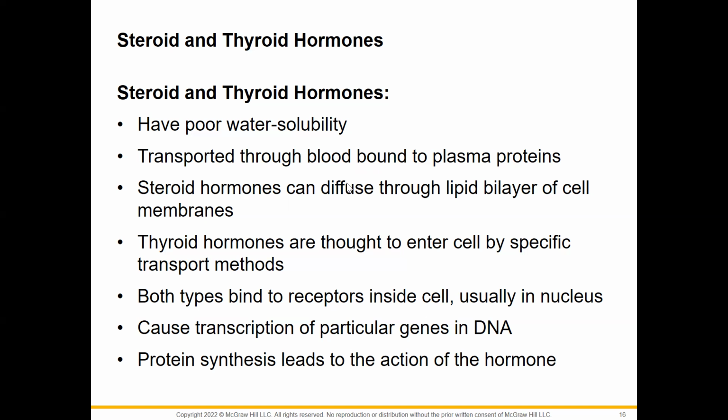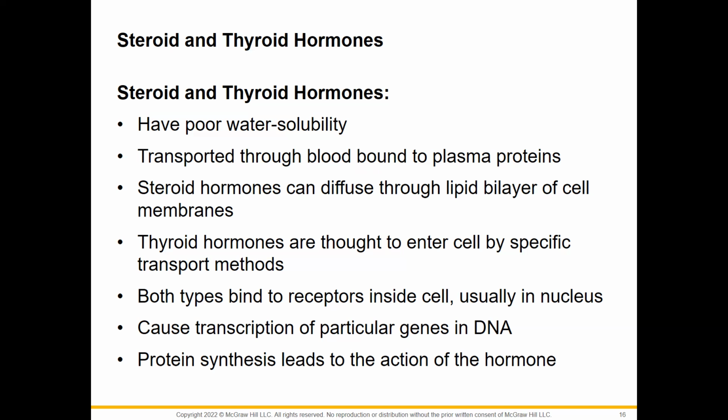Remember that these are hormones that have diffused through the lipid bilayer, so they find themselves inside the cell. Now, once they get in the cell, the receptor that's already inside the cell can then bind to that hormone and the reaction can occur. These receptors that are inside the cell are usually in the nucleus, or on the nuclear membrane.